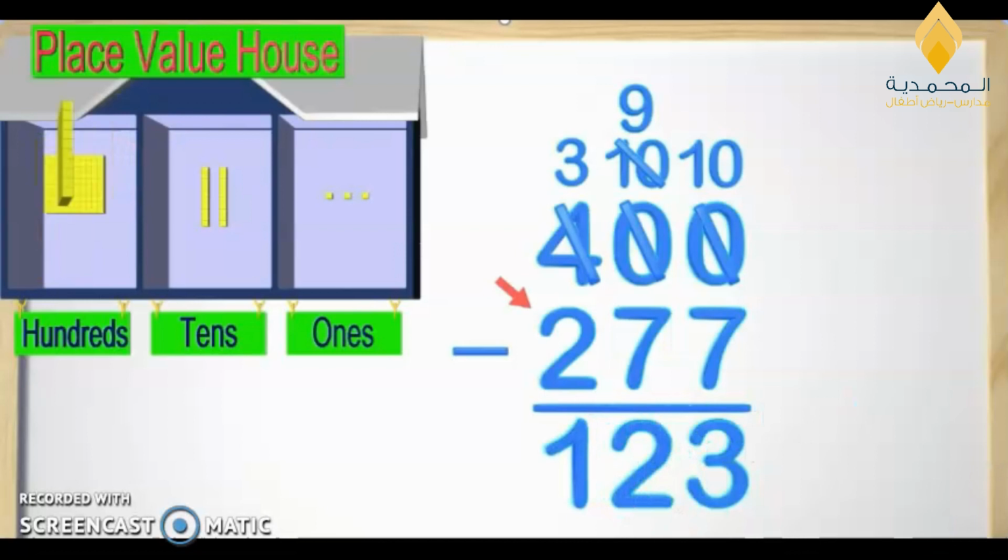So the answer is 123. So this is how we subtract if we have zeros in our problem.